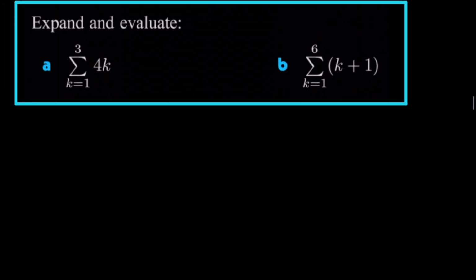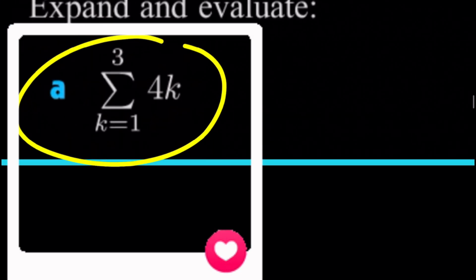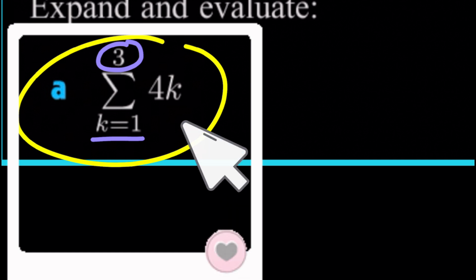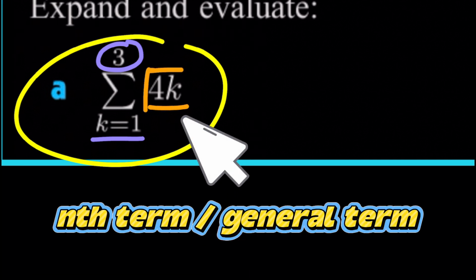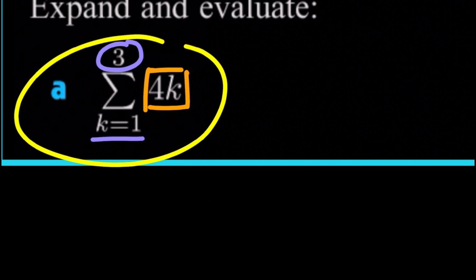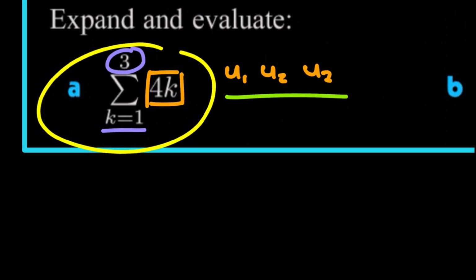If we look at part A, we're going to start from term 1 and go all the way to term 3, and they've given us the nth term, the general term of the sequence. So what they're really asking us to do is find term 1, term 2 and term 3 and then sum them together. That's what that sigma notation stands for.